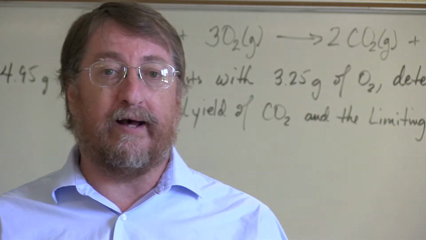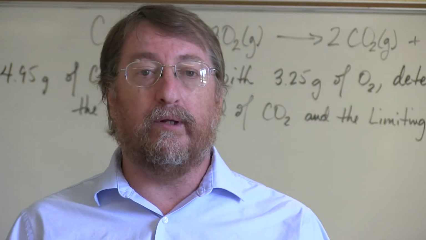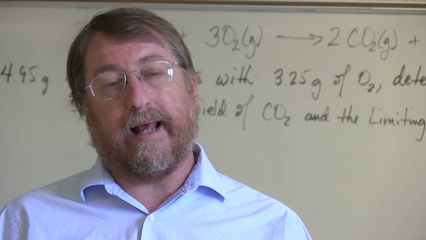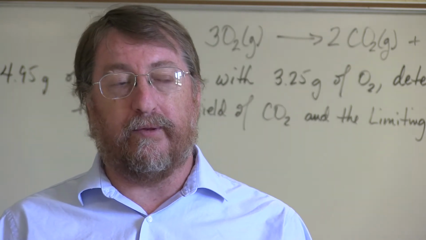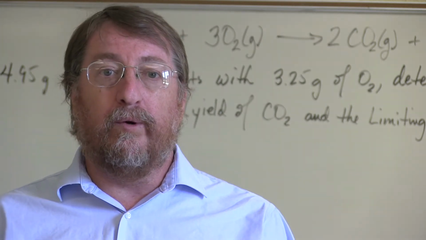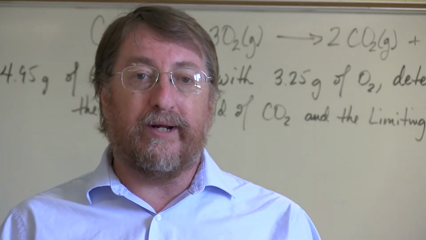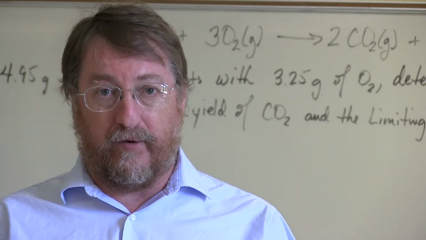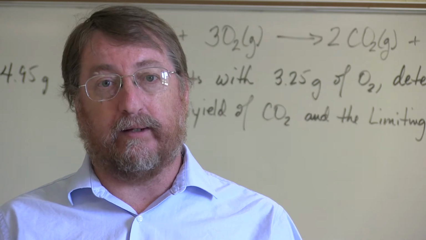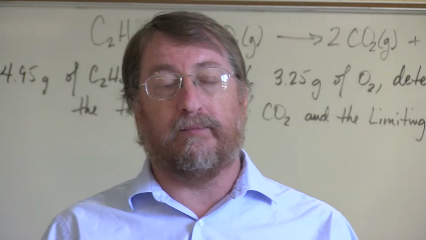All right, this is Unit 5, Video 16, Theoretical Yield and Limiting Reactant. When we calculate the product produced, it's called the theoretical yield. We want to determine now which reactant in a pair of reactants is the limiting reactant. Now, the concept of limiting reactant is pretty straightforward.